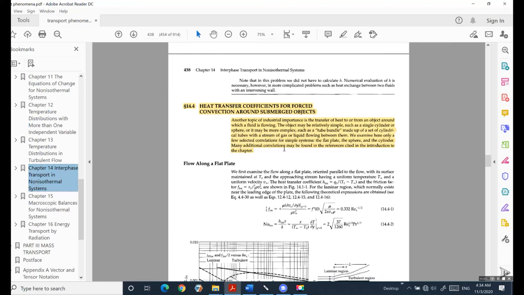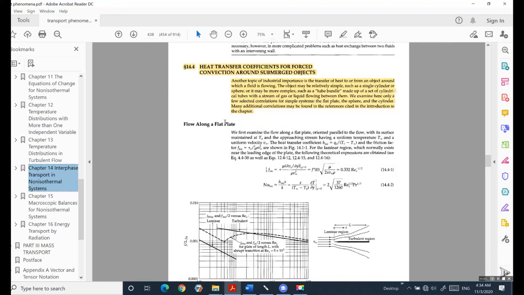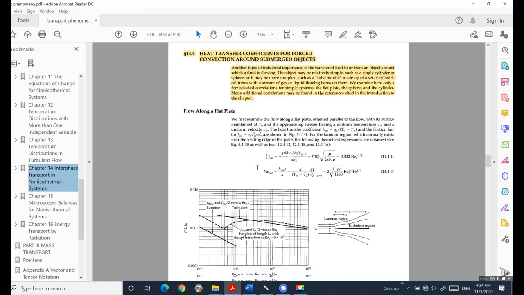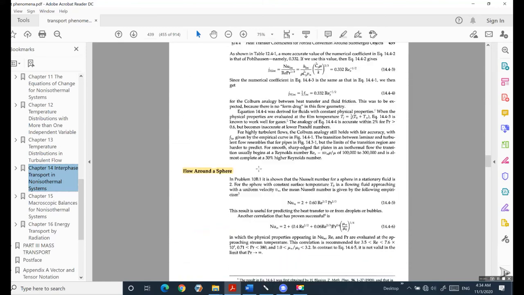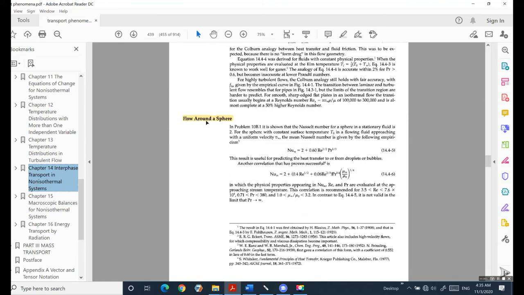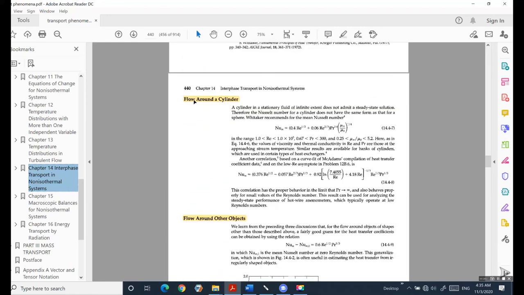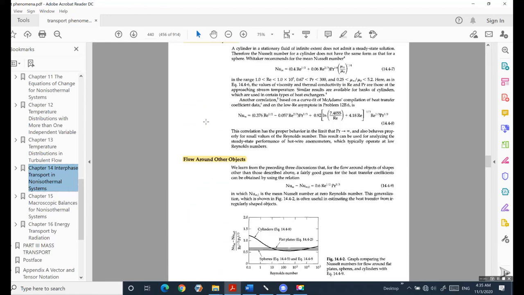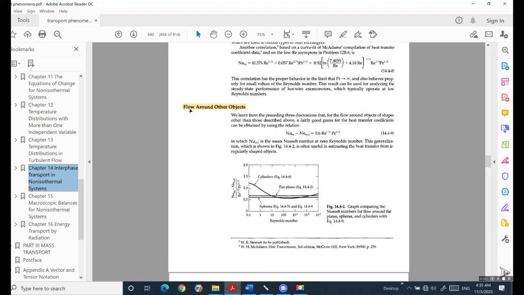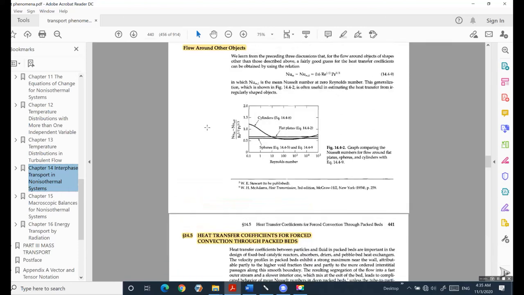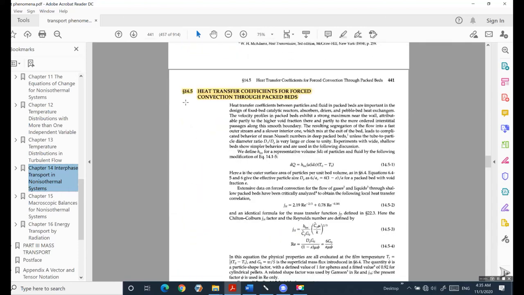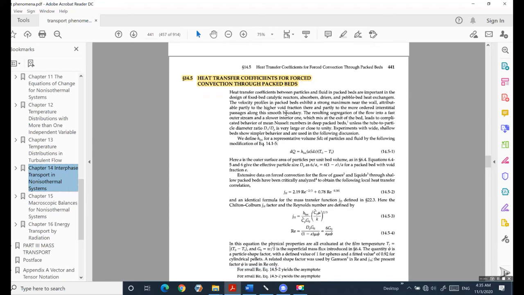The first one is the system with flow along a flat plate for the heat transfer coefficient correlation. The second system is flow around a sphere. The third one is flow around a cylinder, and the other is flow around other objects. So in the final section, heat transfer coefficient for forced convection through a packed bed reactor.